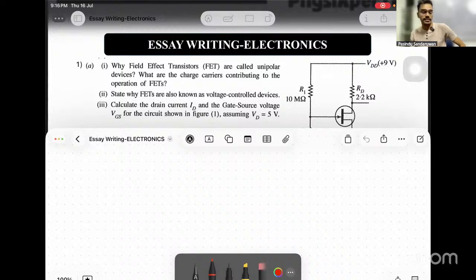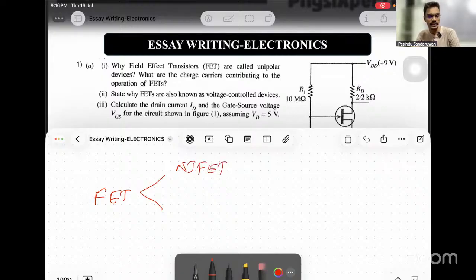Let's see. First thing about FETs. FETs means field effect transistors. There are two types of FETs we have. One is NJFET, N channel junction field effect transistor, and the other type is PJFET, P channel junction field effect transistor. Now, from these two, when it comes to questions, for calculations, for sums, we are only getting them from NJFET.